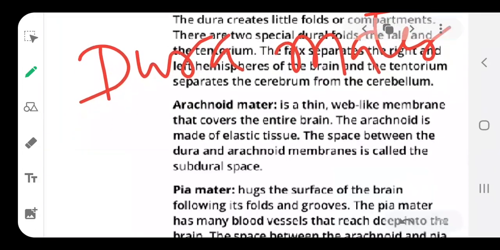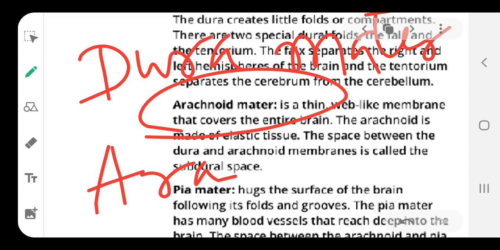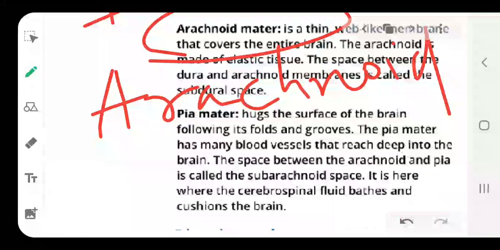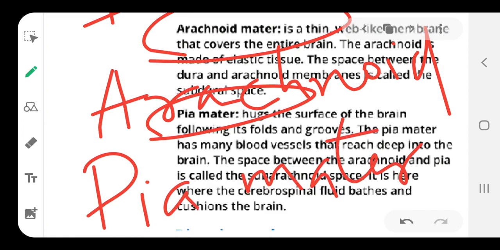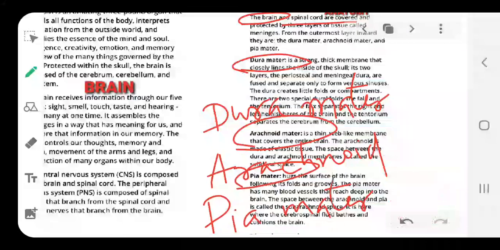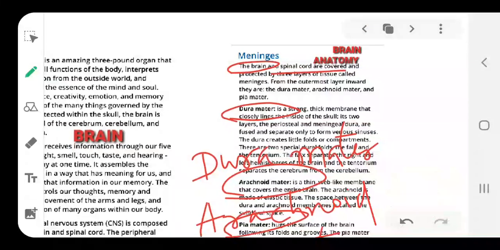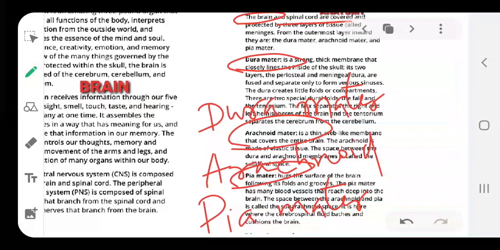The second layer that covers the brain is called arachnoid. Check out the name, A-R-A-C-H-N-O-I-D, arachnoid mater. And the third one is called pia mater, P-I-A M-A-T-E-R. So write down all 3 names. Together these are called the meninges layers, and the names should be known to you: the dura mater, then arachnoid mater, and the pia mater.